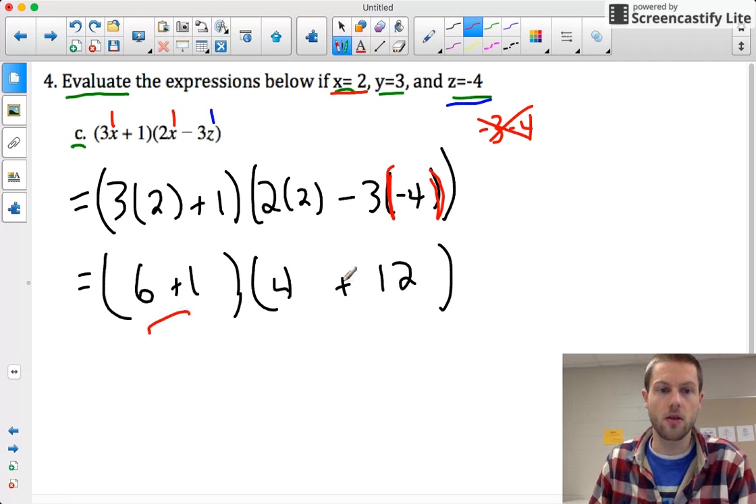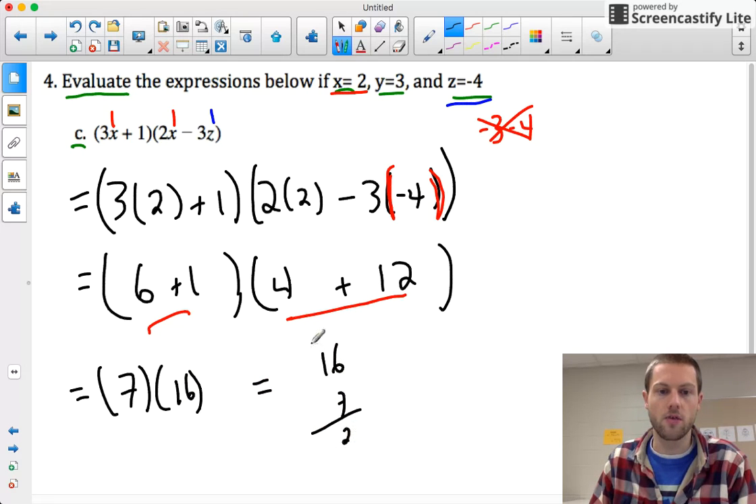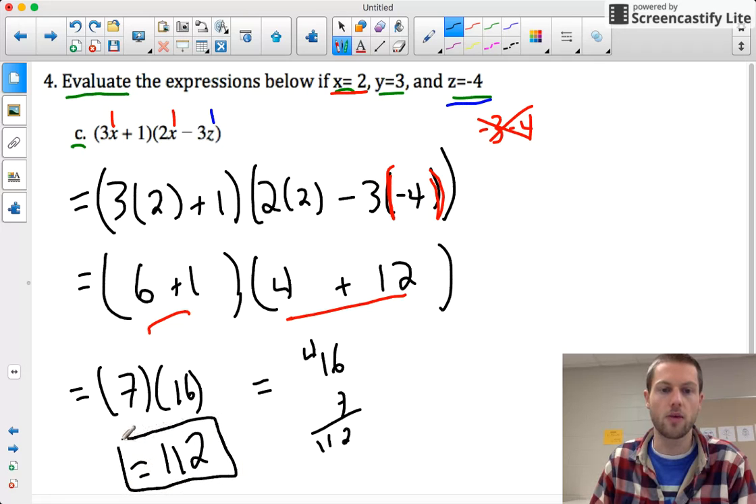Next, I can add up the stuff inside of these parentheses, and I have a 7 times a 16. And let's see, 7 times 16, that's going to give me 112. So when I evaluate 7 times 16, I get 112.